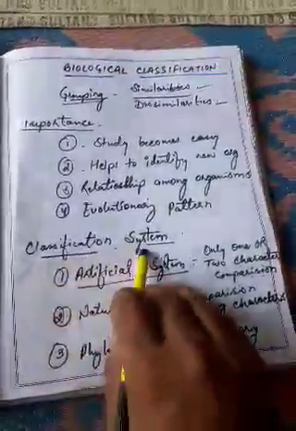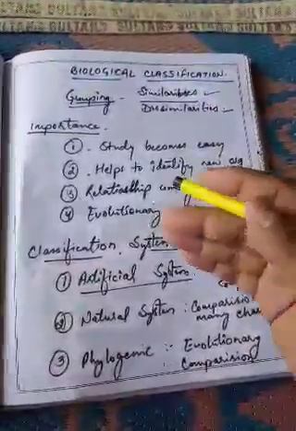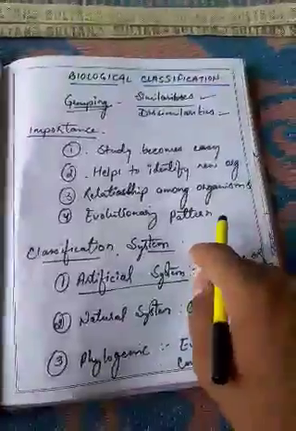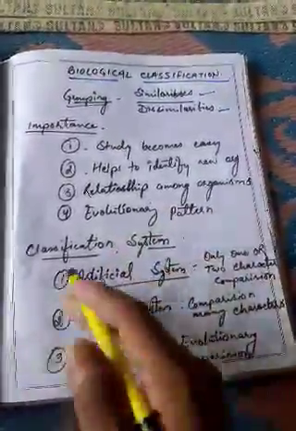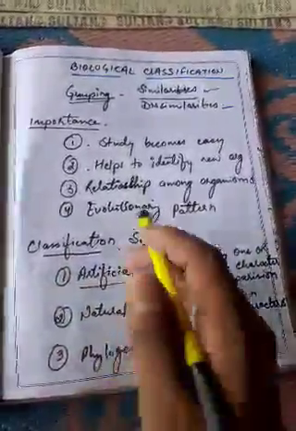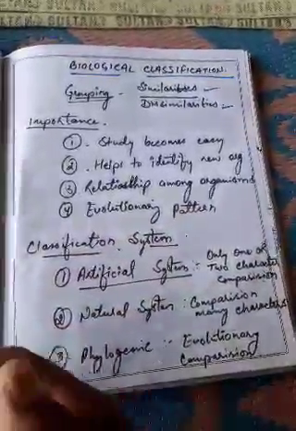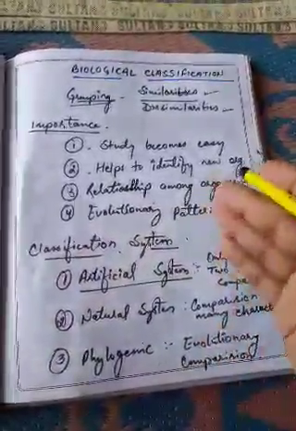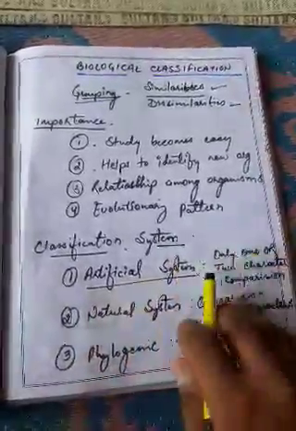Second is classification systems. What classification systems have we developed to classify or group organisms into different categories? Many scientists have developed so many different systems from the time biological classification came into being till now. So number one is the artificial system.